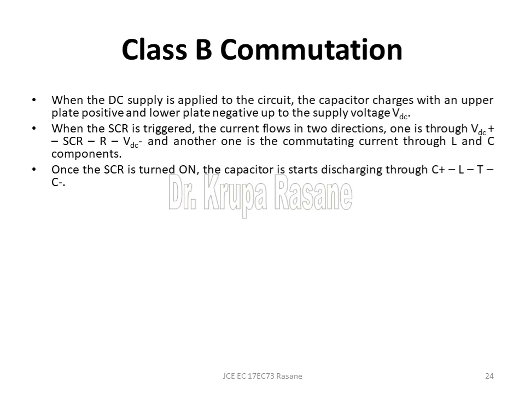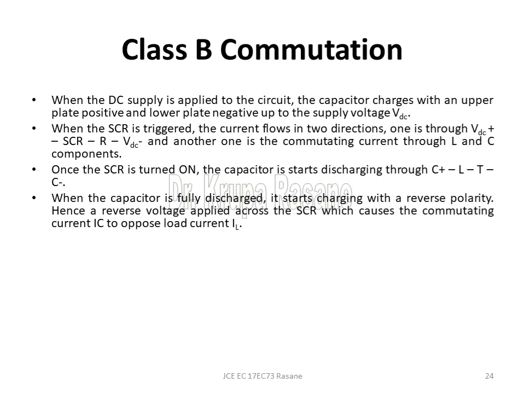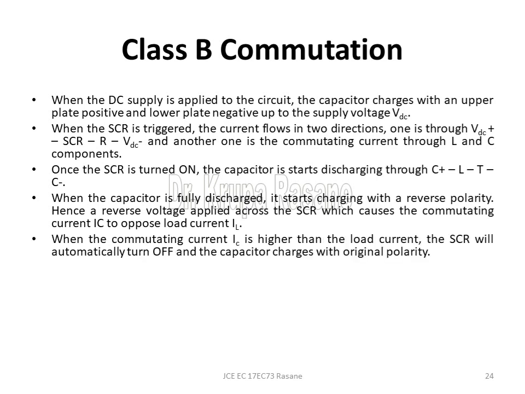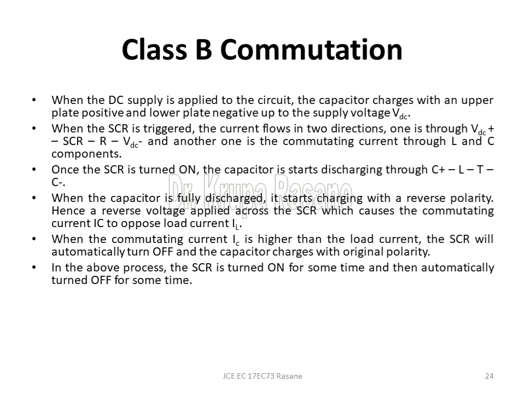Once the SCR is turned on, the capacitor starts discharging through C plus, L, thyristor and C minus. When the capacitor is fully charged, it starts charging with a reverse polarity. Hence, a reverse voltage gets applied to SCR, which causes a commutating current IC to oppose the load current IL. When the commutating current IC is higher than the load current, the SCR will automatically turn off and the capacitor charges with the original polarity.